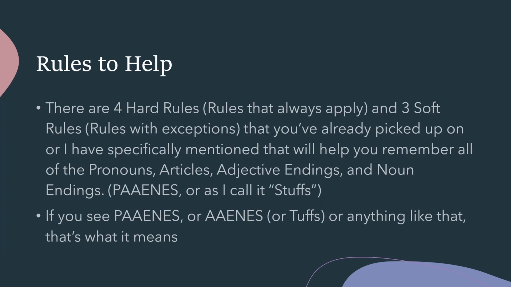So now we can actually talk about the rules to help. We've already talked about some, but this is the general overview, everything you need to know if you want to help remember all of this stuff. There are 4 hard rules, which are rules that always apply, and 3 soft rules, which are rules with exceptions that you've already picked up on.